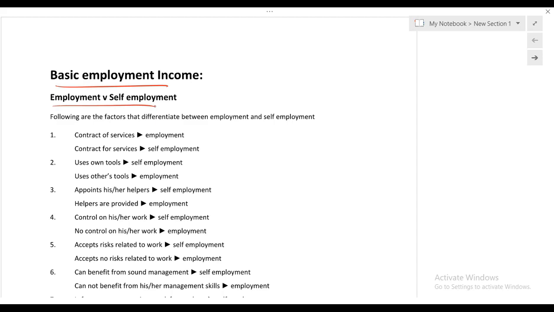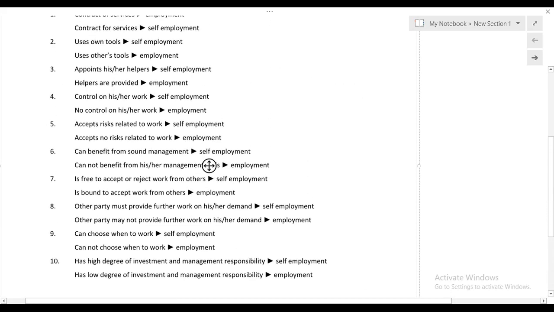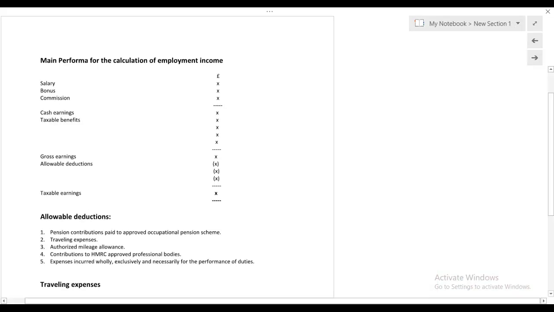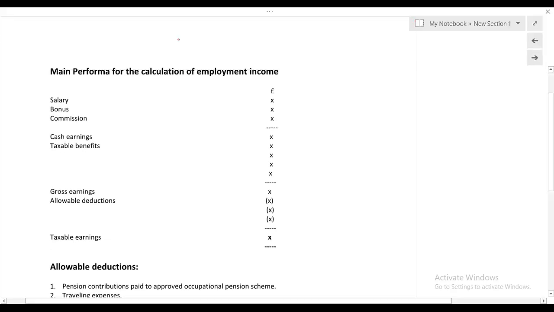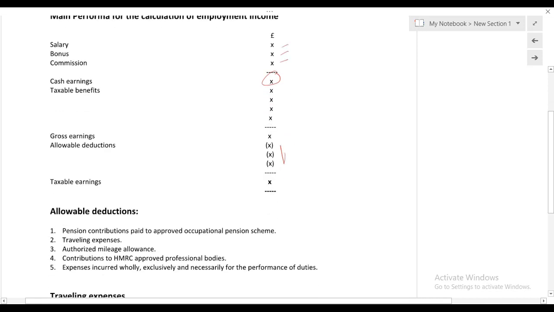So, whenever you get time, just read this once, the differences between employment and self-employment. Now, let's move ahead. Simple format, we take salary, bonus, commission. This becomes cash earnings. If we have any allowable deductions, we deduct that. We'll be studying this all, don't worry.